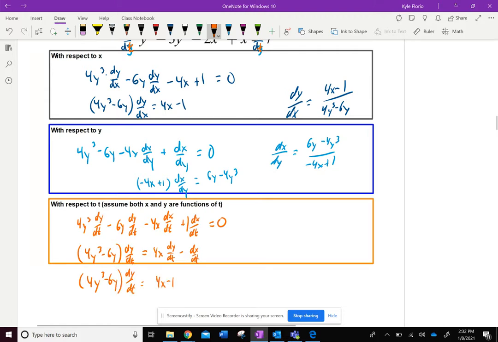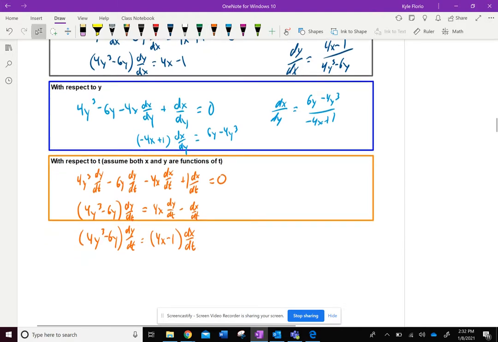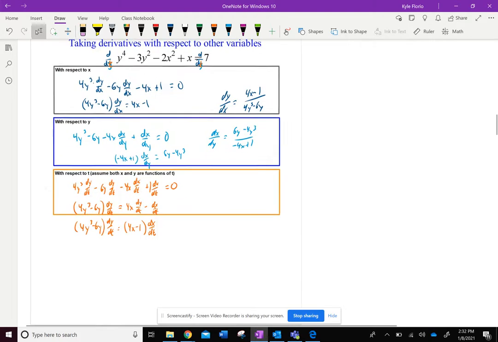So we got 4x minus 1 times the derivative of x with respect to t. And that's good enough there. I mean, you're not going to solve, there's two variables, so that's as neat as I want you to leave it. So leave it like that when we do it.